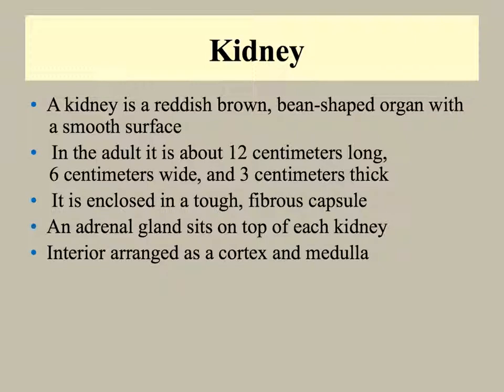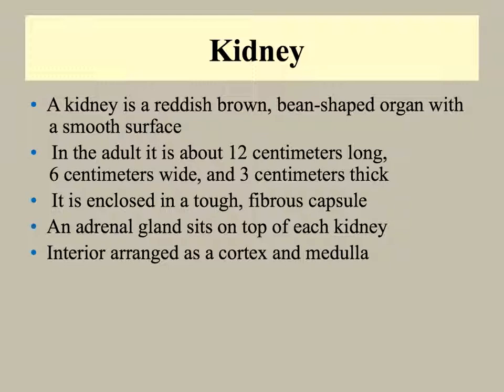So the kidney looks like a kidney bean. That's where it came from. It's a reddish-brown bean-shaped organ with a smooth surface, and it is well hidden behind the peritoneum. It's retroperitoneal. It's not part of that abdominal cavity serous membrane. In fact, if we were to open up a cadaver and clean the intestines and all out of the abdominal cavity, you still wouldn't see the kidneys because there's a whole layer of connective tissue on top of it.